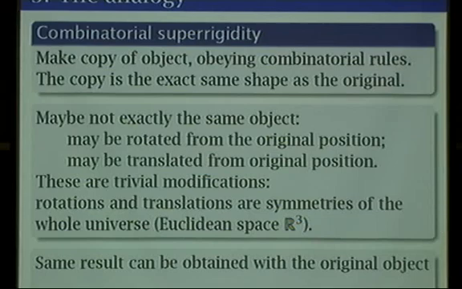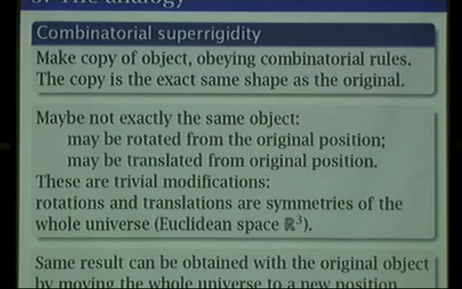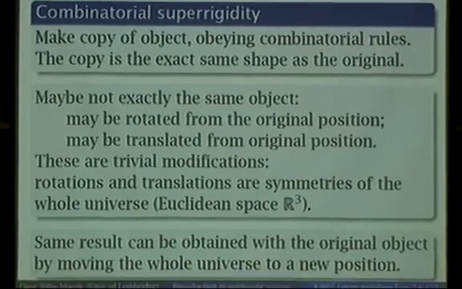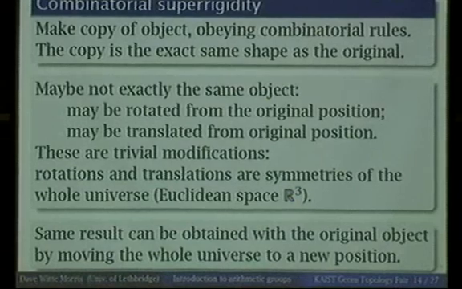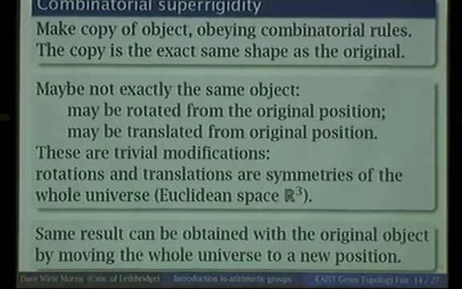Just translate the whole universe across, or rotate the universe, or reflect the universe. The new object can be obtained just by applying a symmetry, in other words, by moving the entire universe to that spot, to some new position. That's what superrigidity is. Anything you can do to an object by taking it apart and putting it back together can be done without taking it apart, just by moving the whole universe.